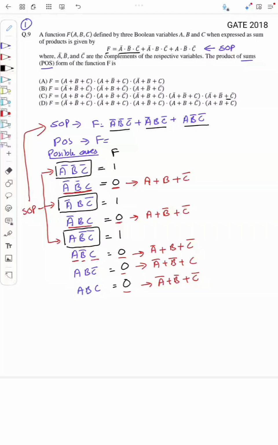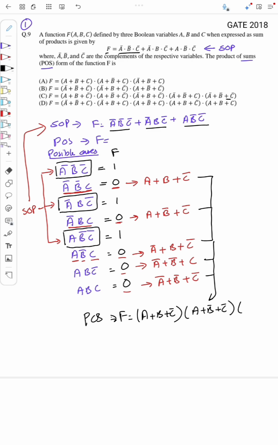POS is actually we need to multiply these sums, right? So POS of f is the multiplication of these terms. So a plus b plus c bar, first term, into a plus b bar plus c bar, into a bar plus b plus c bar, into a bar plus b bar plus c, into a bar plus b bar plus c bar.